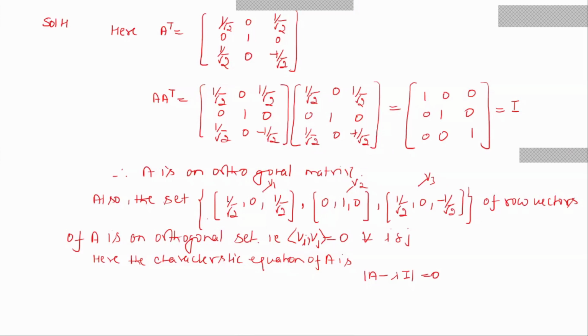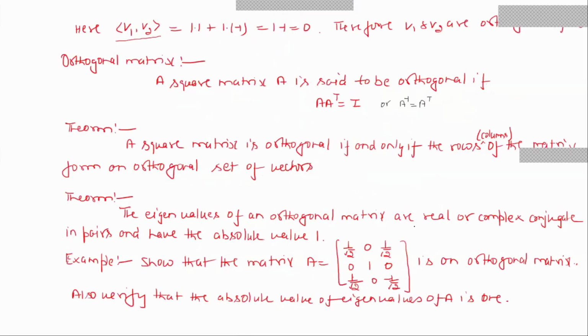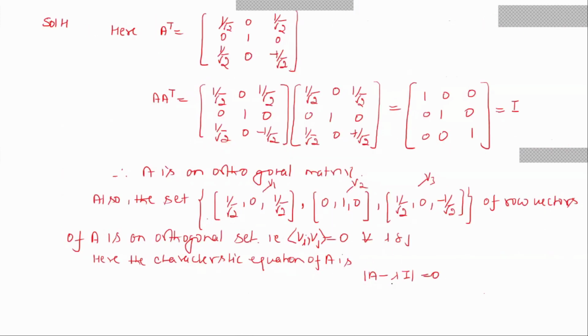Also, these column vectors are an orthogonal set, which means the dot product of any two vectors is zero. In the A matrix, this is row vector 1, this is row vector 2, this is row vector 3. You can check here. The first row vector is 1 by root 2, 0, 1 by root 2; the second is 0, 1, 0; the third is 1 by root 2, 0, minus 1 by root 2.